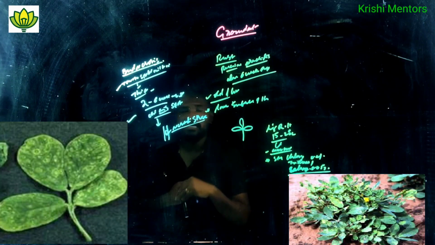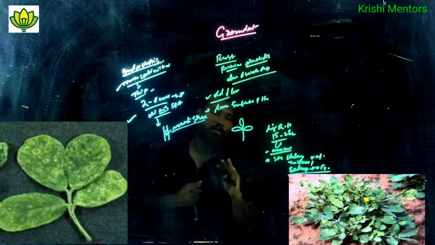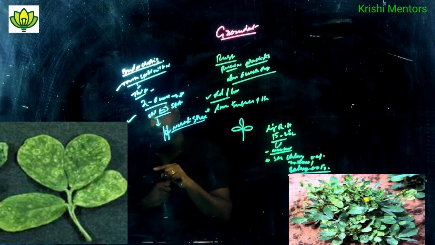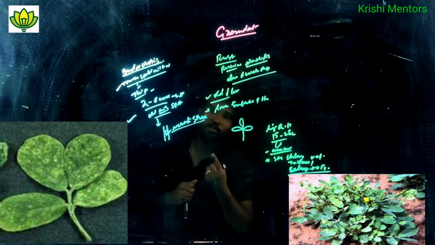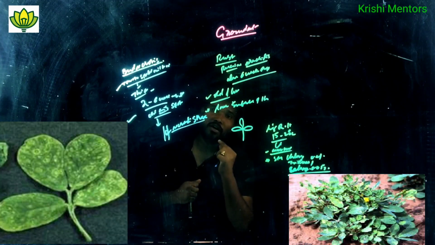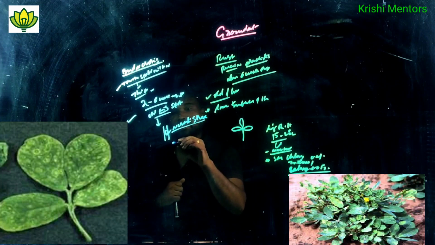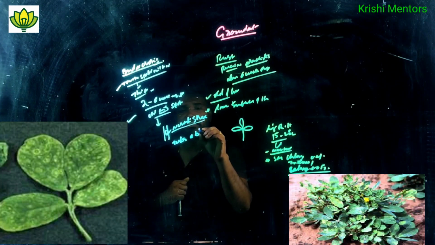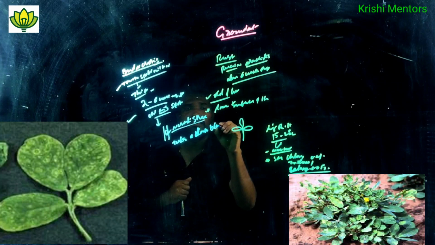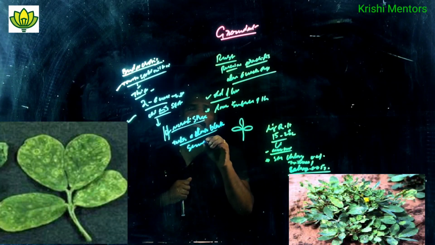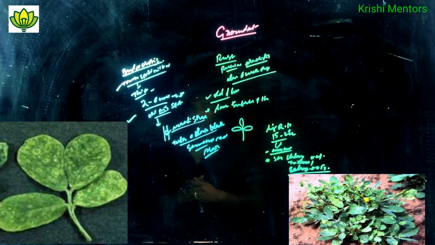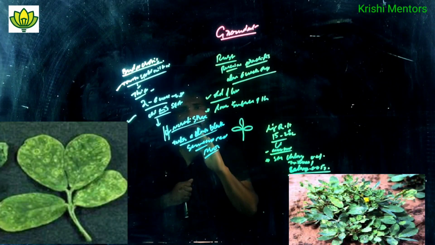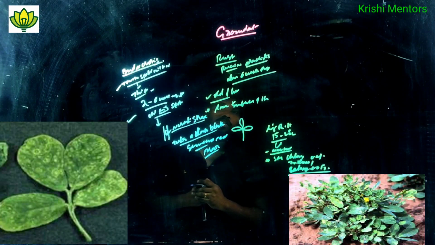If the disease occurs at an early stage of the plant, there is no pod development. If the disease occurs after the development of the pod, the seeds are very small and shriveled. Then the testa of the seed is dark black in color, and the germination capacity is reduced, or poor germination of the groundnut seed occurs. This is about the bud necrosis virus.